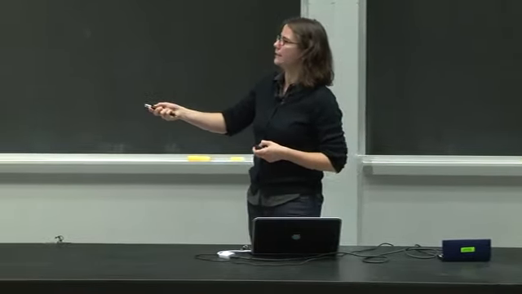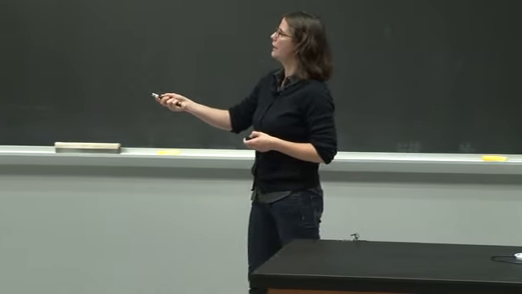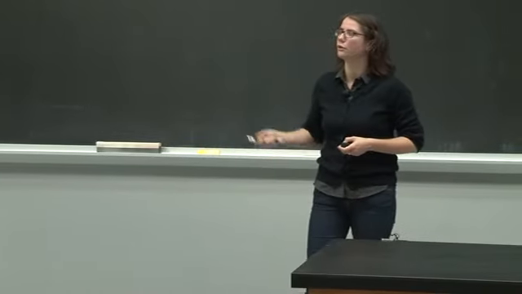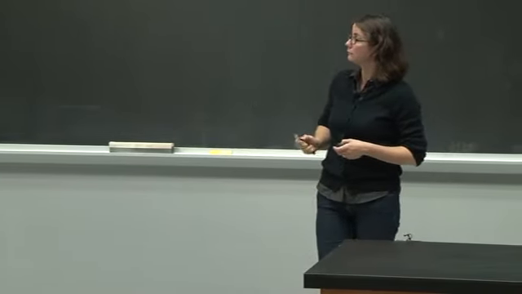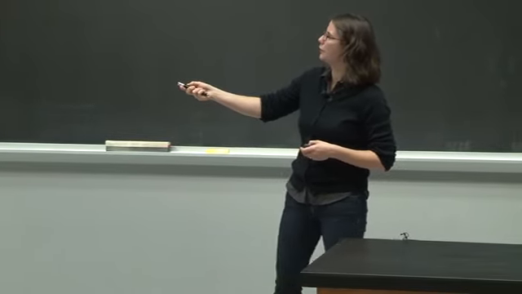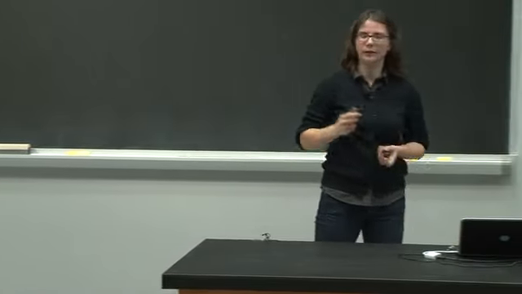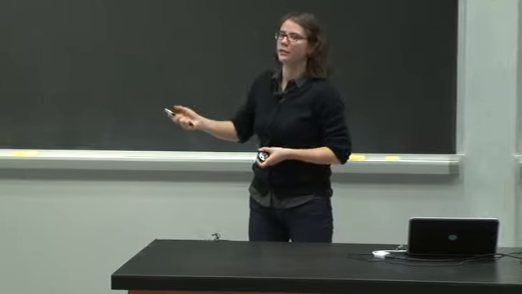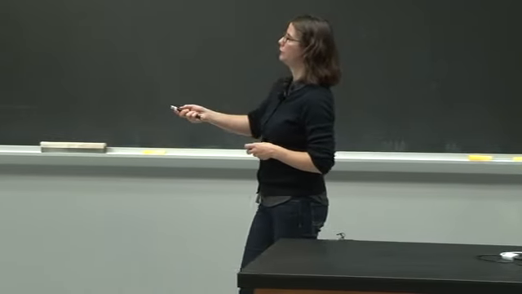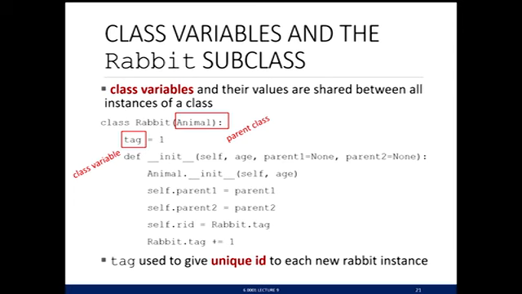Inside the init, which tells us how to create a rabbit object, I'm going to give it self as usual, an age, and two parents. Don't worry about the two parents for now. Inside the init, I'm going to call the init of Animal, because Python already knows how to initialize an animal for me. That sets the two data attributes, name and age. I'm going to set the data attributes parent1 and parent2 for a rabbit to be whatever's passed in.